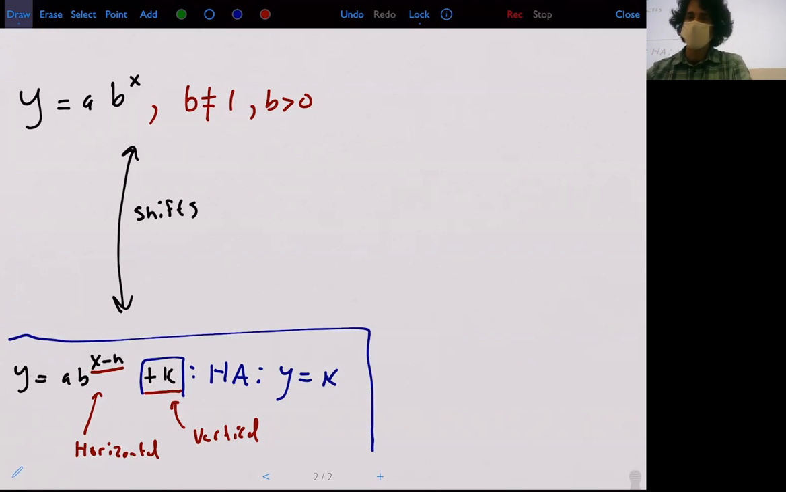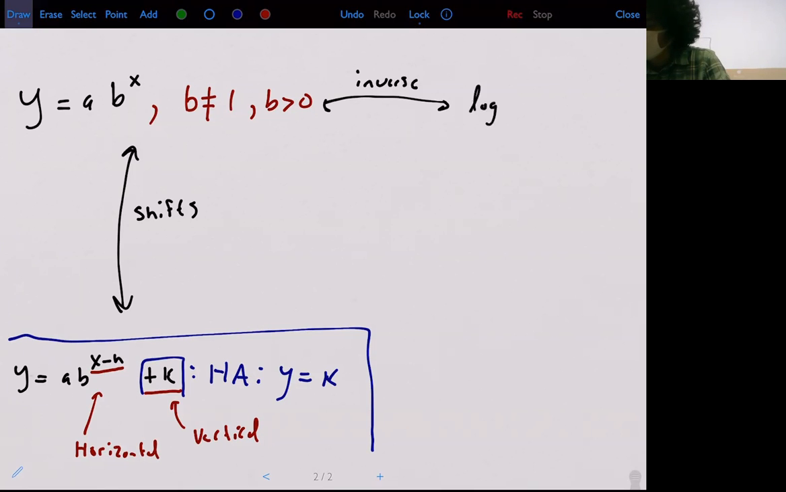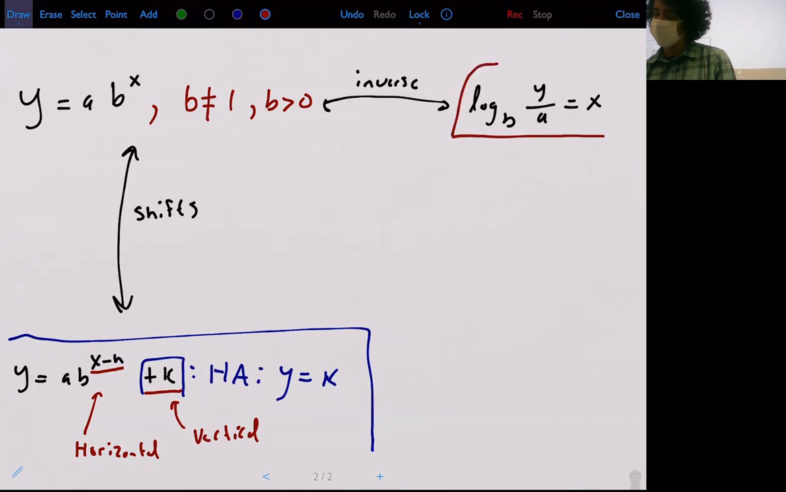And now the other main equation that we studied in these sections was the inverse of this equation. And the way we define the inverse is we divide both sides by a, and we get the log base b of y divided by a is equal to x. So this is slightly different than the definition in the book, but if we let a be equal to 1, in both cases, we recover the definition, so it's equivalent.